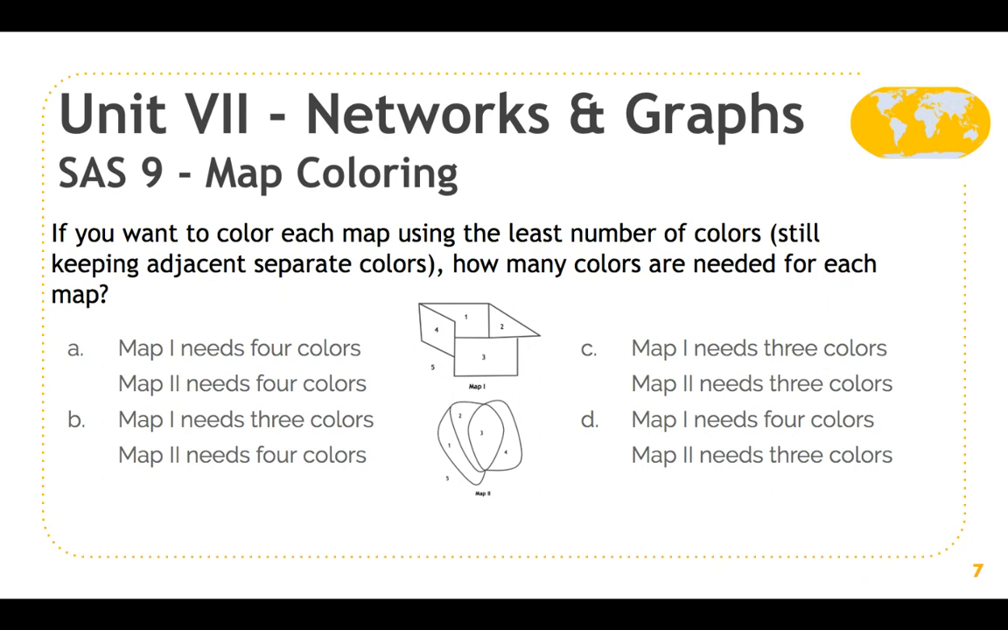C, map 1 needs 3 colors and map 2 needs 3 colors. Not quite. And D, map 1 needs 4 colors and map 2 needs 3 colors. I think D is your best possible answer. We discussed that. You can see that's the most likely answer.